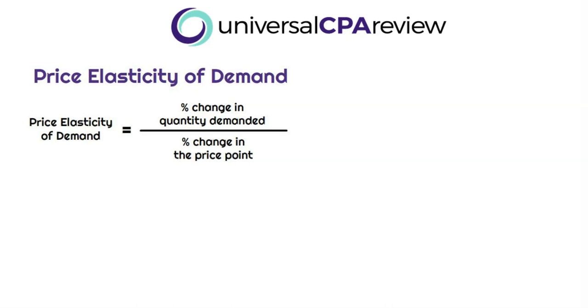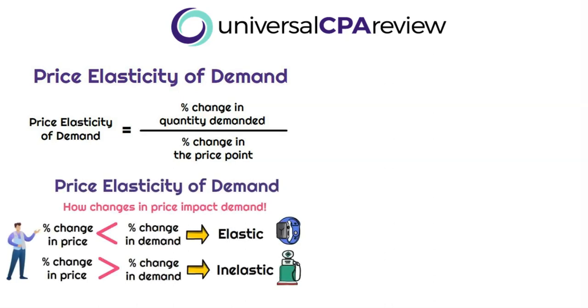So here's the formula. It's going to be very simple, right? Price elasticity of demand equals the percent change in quantity demanded in the numerator divided by the percent change in the price point. So ultimately, when it comes to price elasticity of demand, we're really just focusing on whether the product is elastic or inelastic.